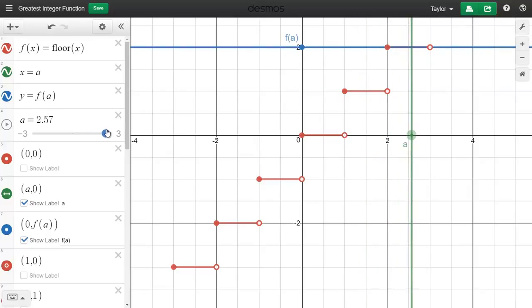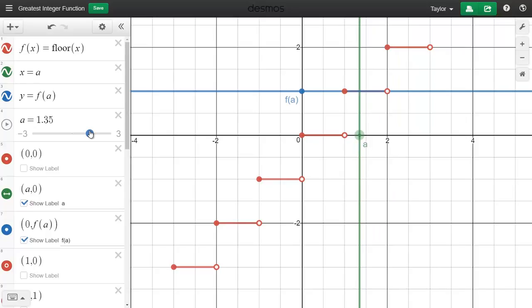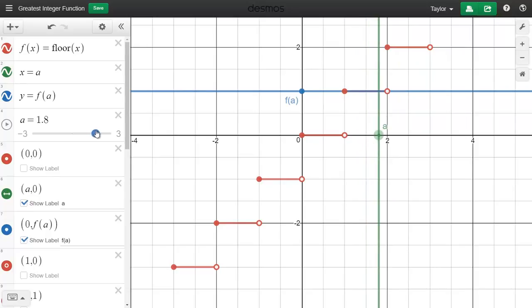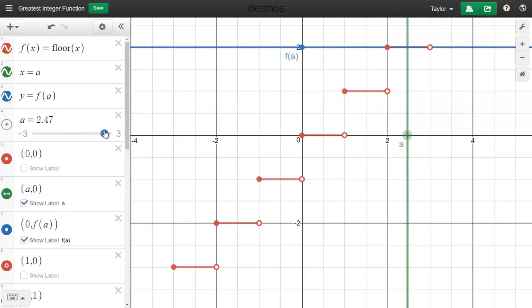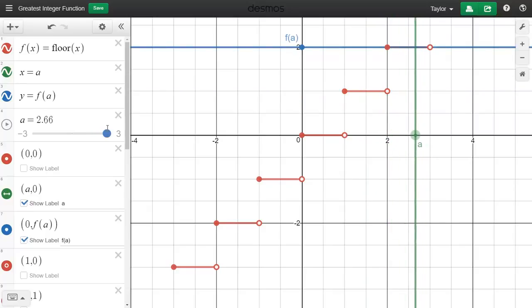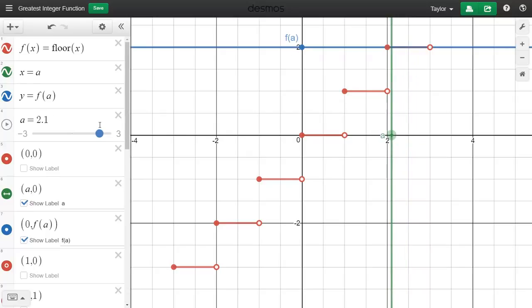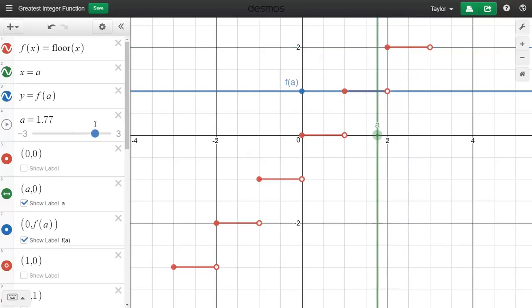What about the limit of f of x as x approaches 2 from the right? So we looked at the left-hand limit over here. As x approaches 2 from the left, the limit is 1. But as x approaches 2 from the right, the limit's 2. So there again we have the idea of a left-hand limit versus right-hand limit.